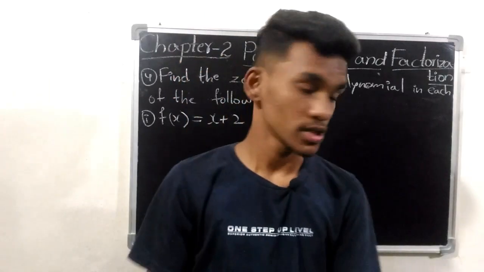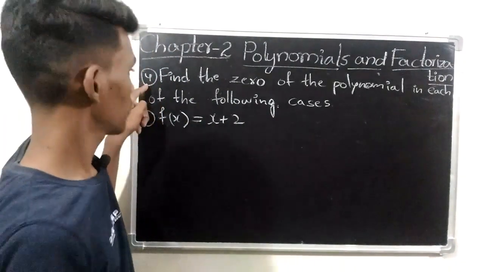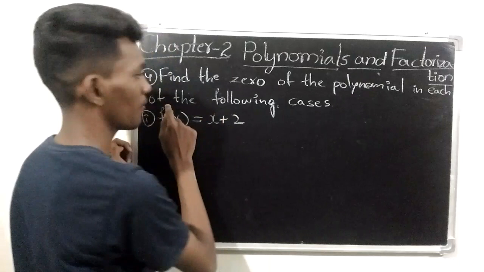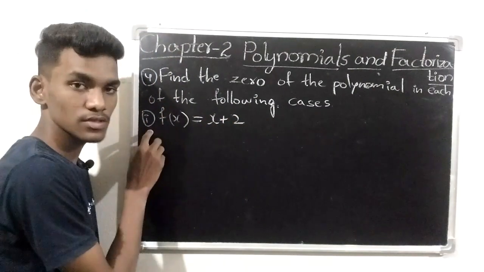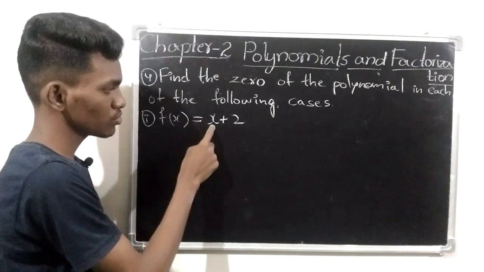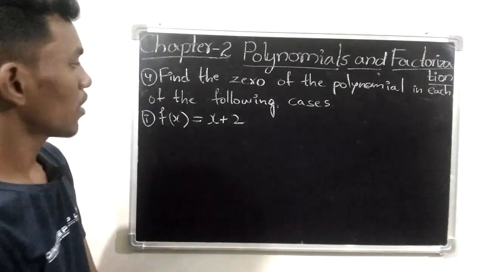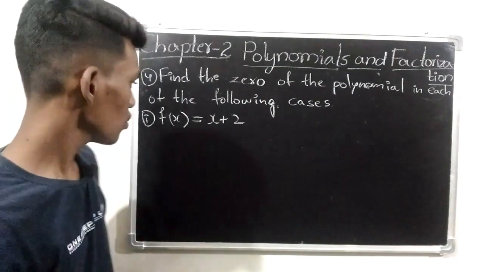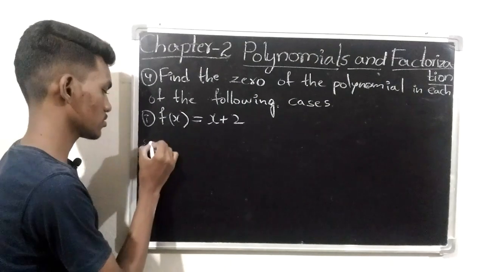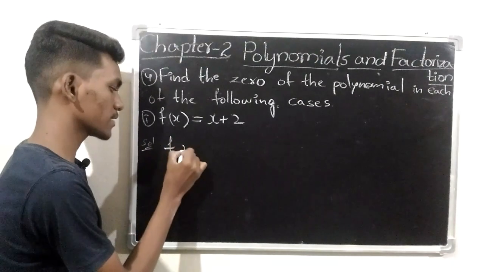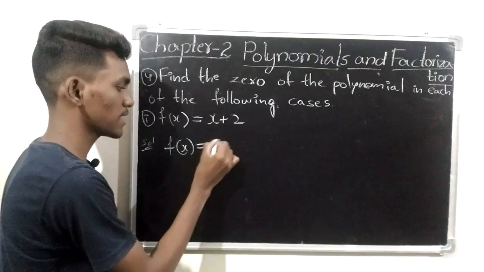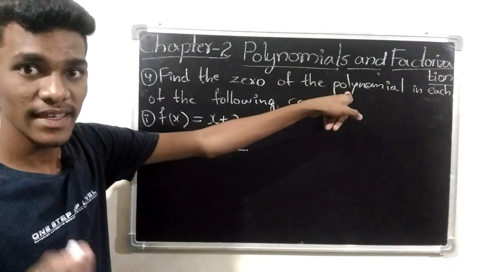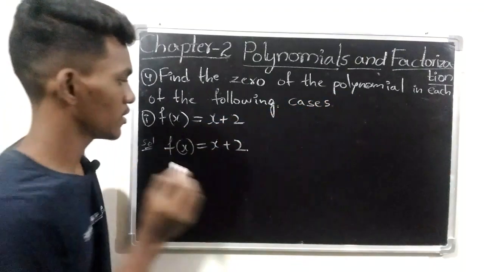So going to the next question, the fourth one. Find the zero of the polynomial in each of the following cases. First one, f(x) = x + 2. What do they ask? Find the zero of the polynomial. So we write here solution: f(x) = x + 2. They ask you to find the zero of the polynomial, so we equate the polynomial with 0.